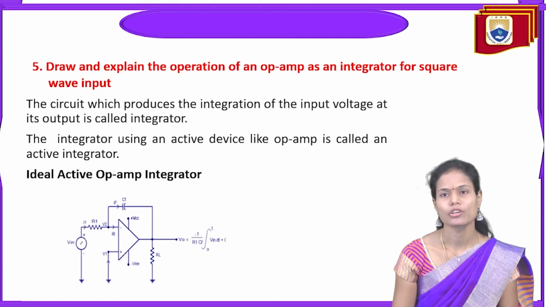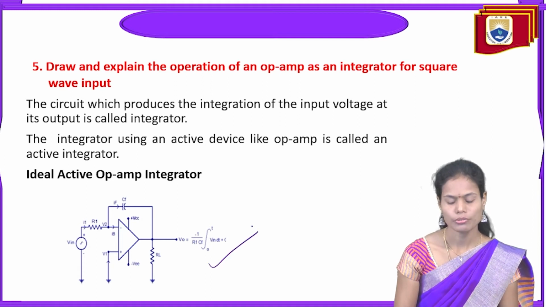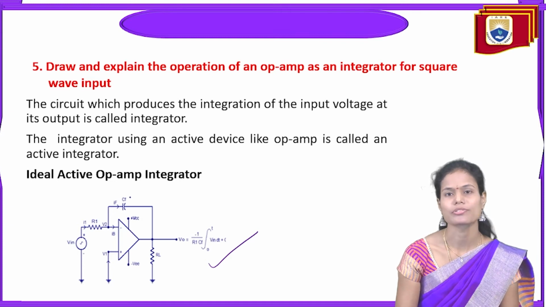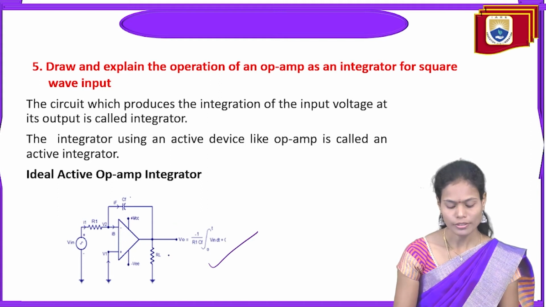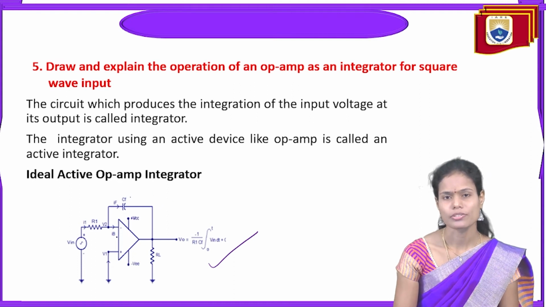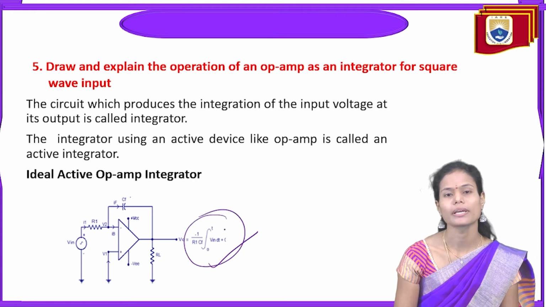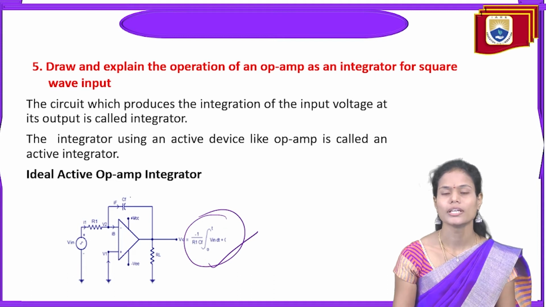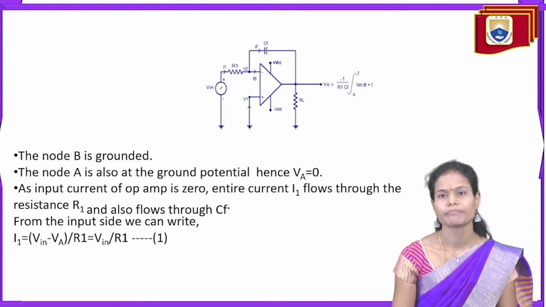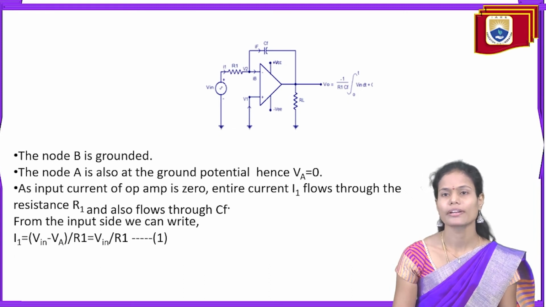And next, draw and explain the operation of an op-amp as an integrator for square wave input. For the integrator circuit, we have one resistance and capacitor circuit. The function of the integrator is to perform the integration of the applied input signal. Because of this charging and discharging and this resistance value, we get the integration of the applied input signal. The formula is minus 1 by R1 CF times the integral from 0 to t of V of t dt.